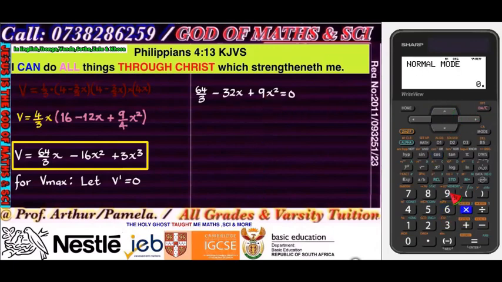I'm going to start with the 9x squared. 9 times 3 is 27. So the equation is basically 27x squared minus, I'm going to take 32 times that by 3, so minus 96x, plus 64. So all of that equals to 0.